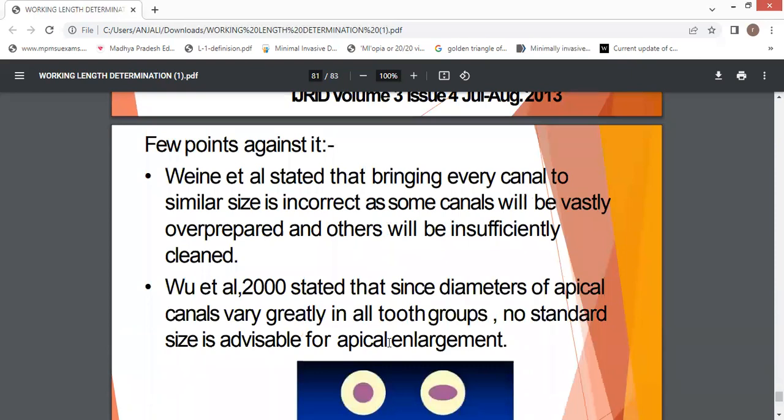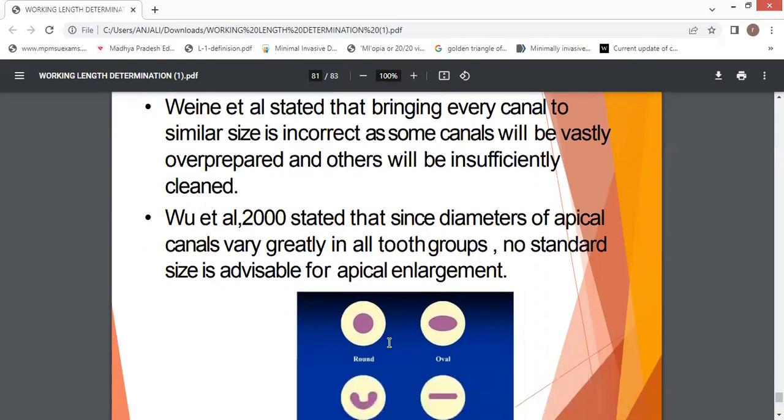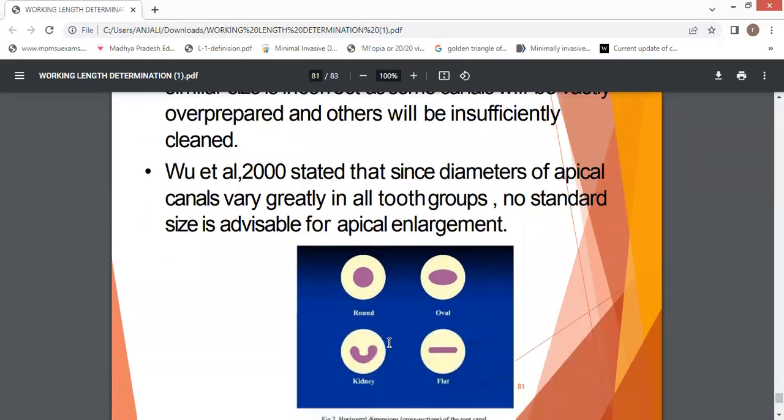There are a few points against it. Bean et al. stated that bringing every canal to a similar size is incorrect as some canals will be vastly overprepared and others will be insufficiently cleaned. Du et al. 2000 stated that since diameters of apical canals vary greatly in all tooth groups, no standard size is advisable for apical enlargement.